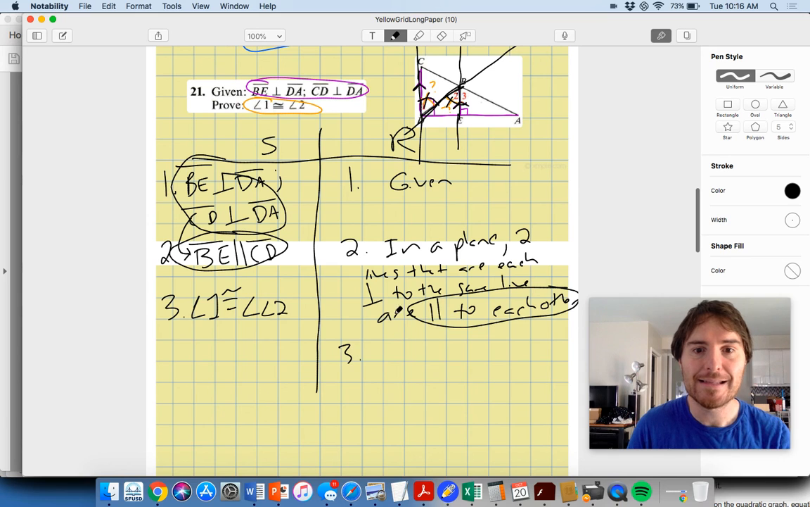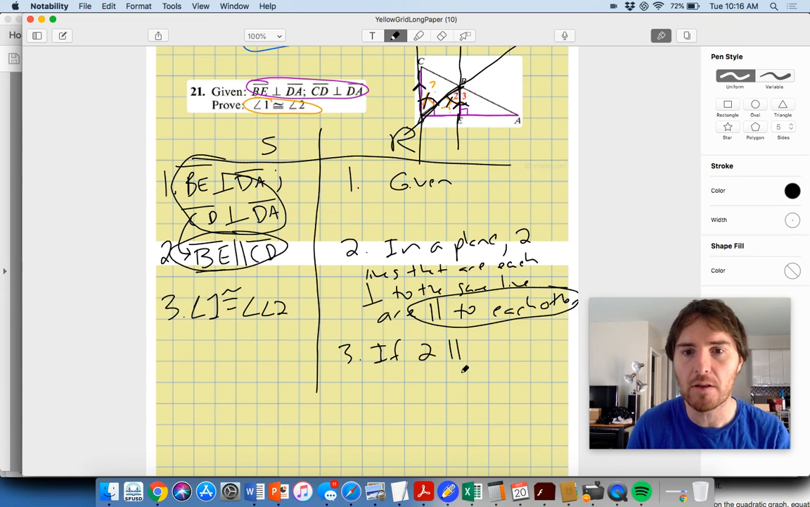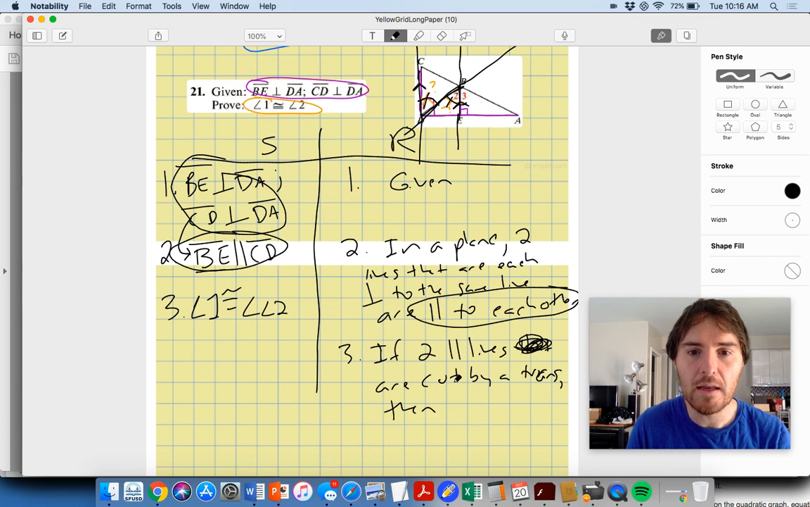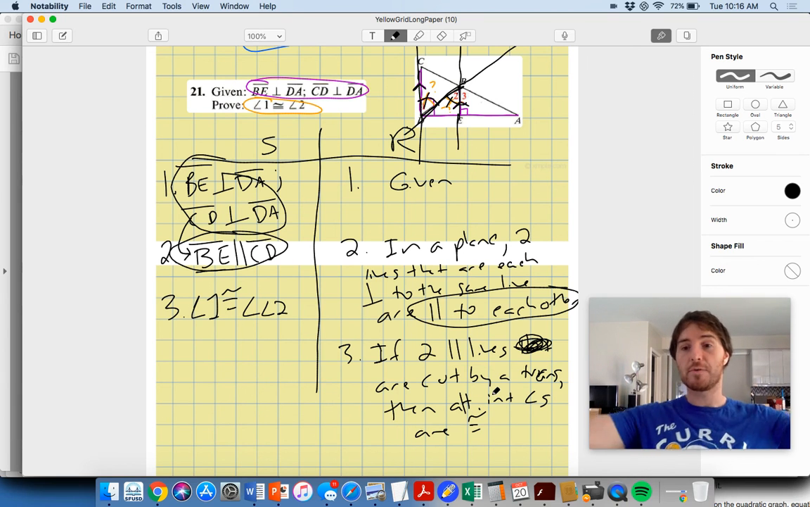Why? Step 3 would be: in step 2, we established that we had lines that were parallel. So if two parallel lines are cut by a transversal, then alternate interior angles are congruent. And there you have it, just a 3-step proof right there.